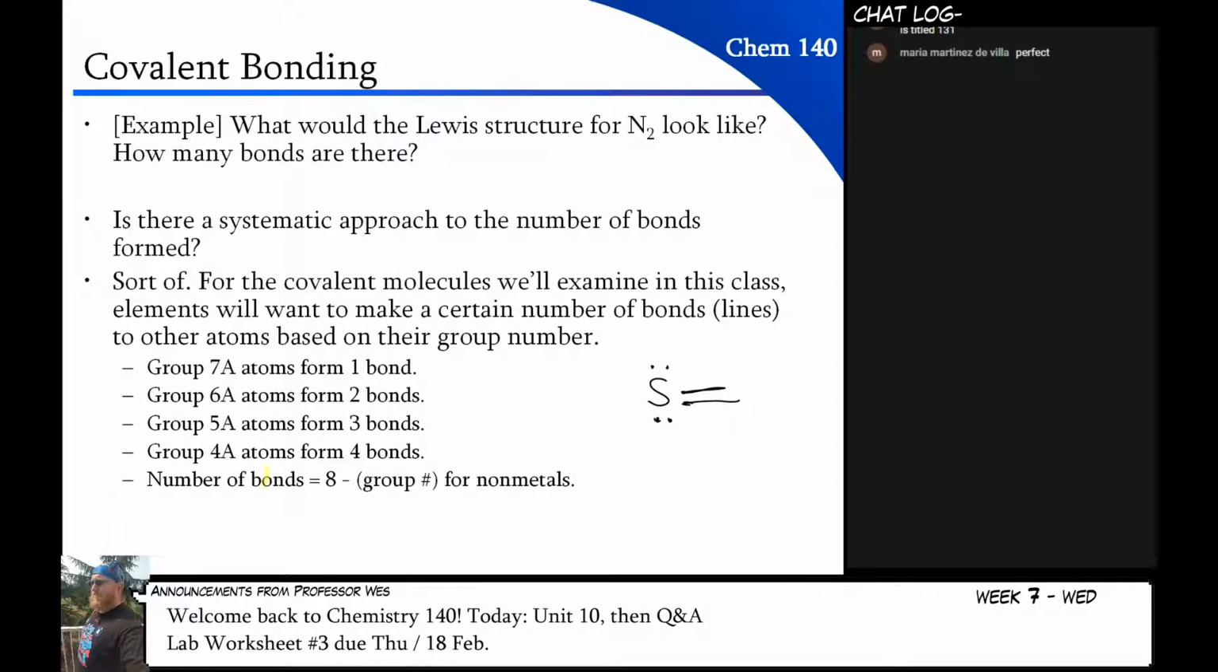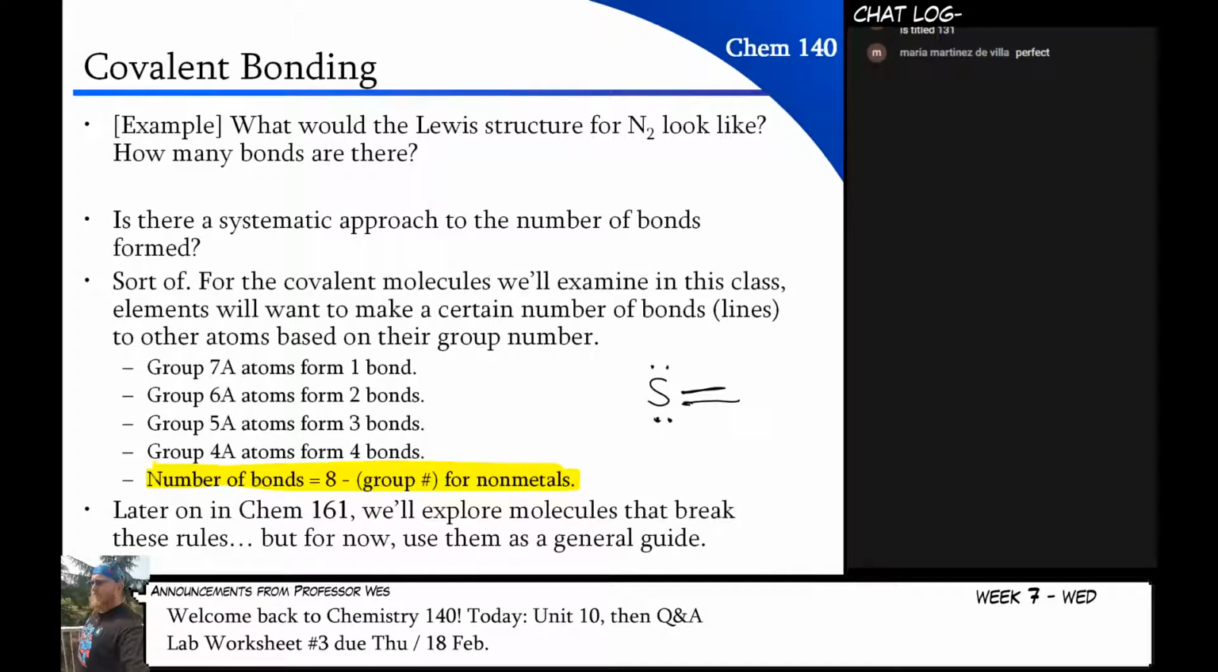There is a little formula that you can use to figure out the number of bonds something makes, and that is 8 minus the group number, whenever you are looking at the groups with the A designation. Otherwise, use the ones digit. So if you're an element in group 16, take the ones digit out of that. 8 minus 6 is 2. That's how many bonds that tends to make. Now, notice that I'm saying tends, because in 161, when we get to expanded octets and elements that break all these rules, there will be exceptions. But for the elements that we're going to look at in this class, these ground rules will work just fine.